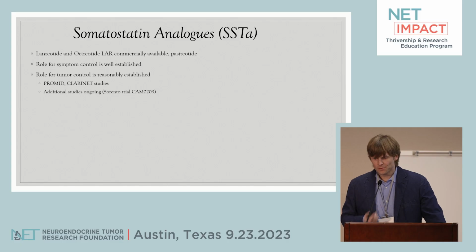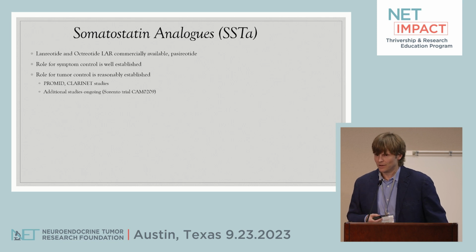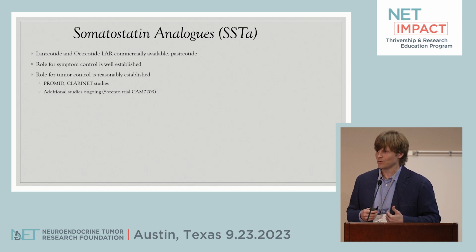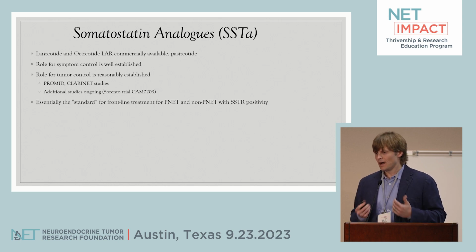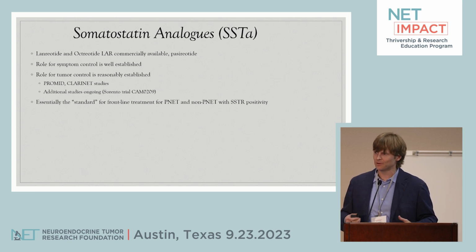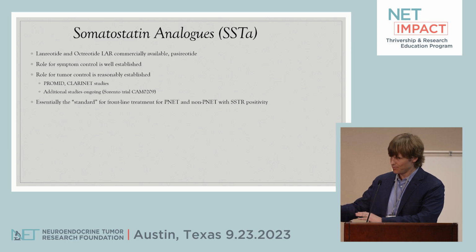These are small molecule or targeted therapies. So somatostatin analogs, these are the pains in the butt that I was talking about. So these tend to be the staple medical therapy. And the role for symptom control is well established, and the role for tumor control is reasonably established as well. In other words, we think that these drugs tend to slow the growth of well-differentiated neuroendocrine tumors over time. They rarely shrink them, but they tend to slow the growth over time and control the progression of tumor. I would say if there's going to be a standard frontline medical therapy for most well-differentiated neuroendocrine tumors, not poorly differentiated, we'll get into that in a second, this would be it.